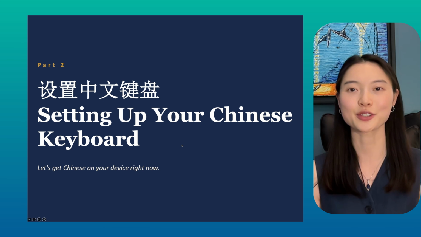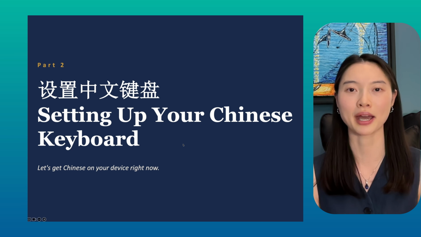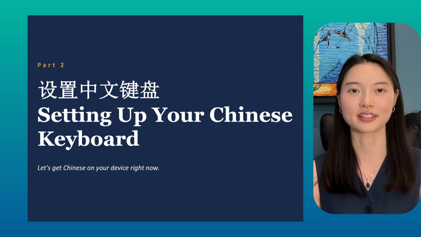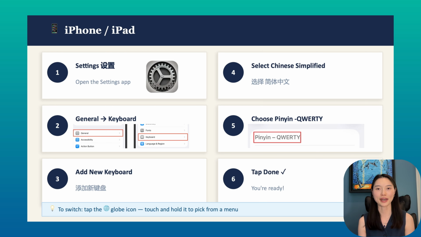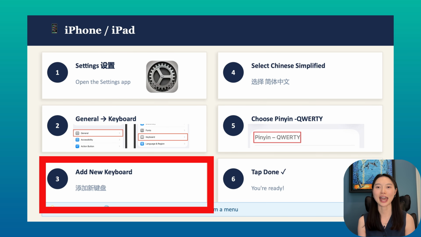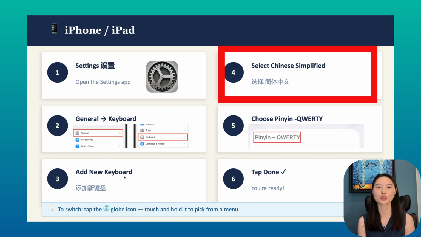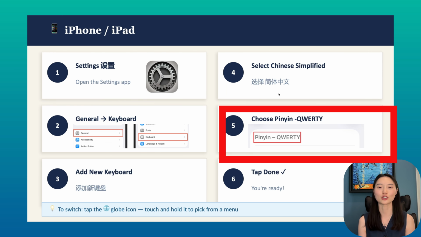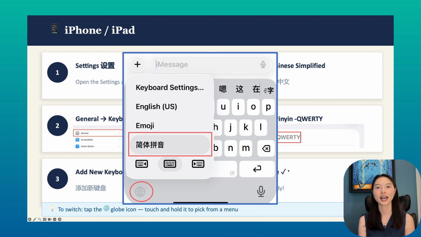Let's get Chinese onto your device right now. I will walk through iPhone, Android, and Windows and MacBook. Jump to the one you need. On iPhone or iPad, open Settings, tap General, then Keyboard, then Add New Keyboard. Scroll to Chinese Simplified and choose Pinyin QWERTY, the standard option. Tap Done. To switch between English and Chinese while typing, tap the globe icon at the bottom of your keyboard.